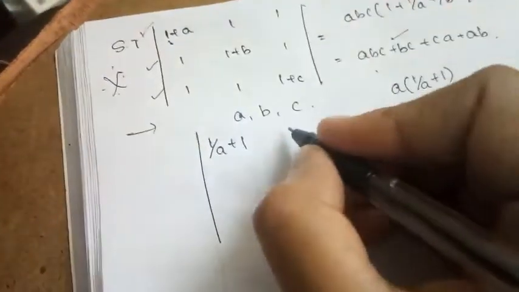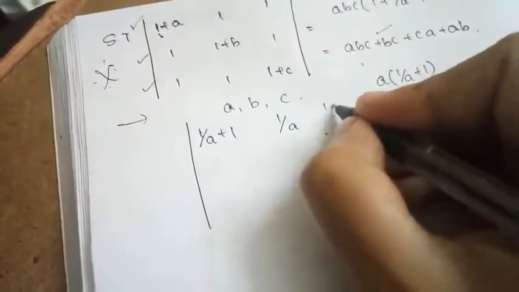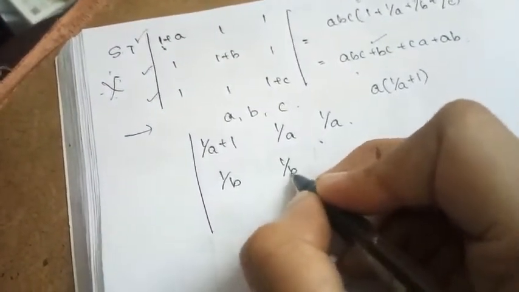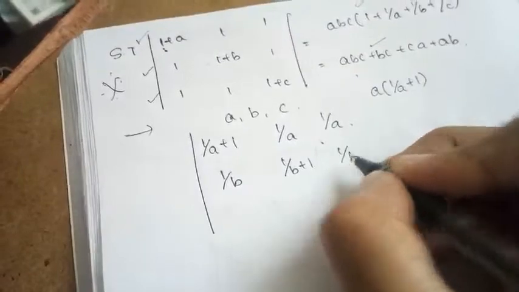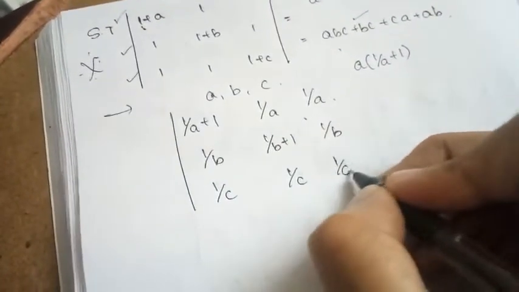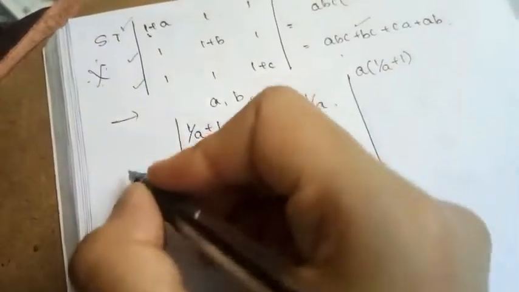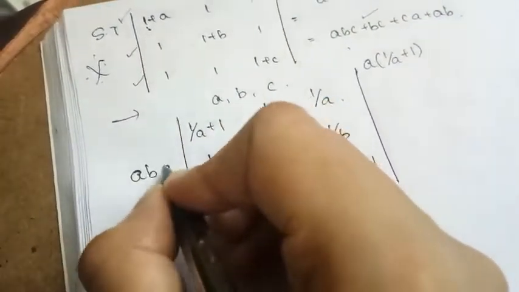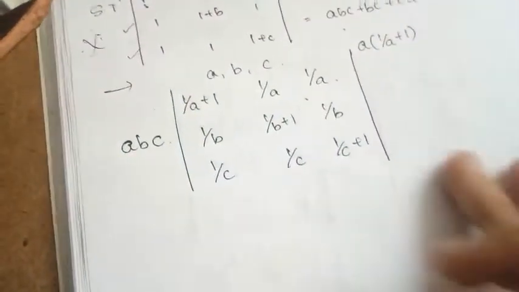From this one, if I take A, it means it is 1 by A. Similarly here 1 by B, 1 by B plus 1, 1 by B, 1 by C, 1 by C, 1 by C plus 1. What was taken? Common A from the first row, B from the second row and C from the third row.